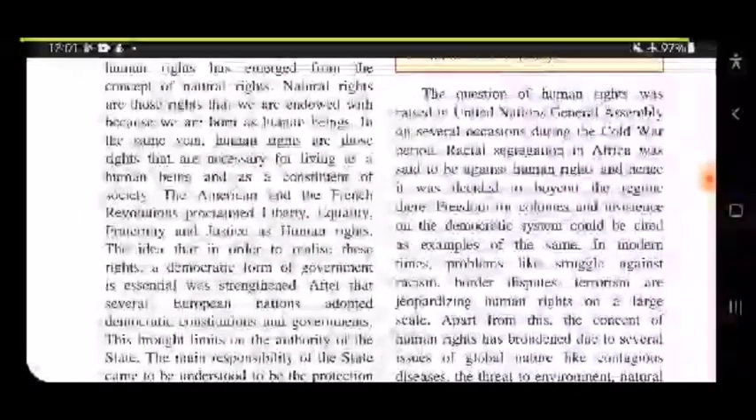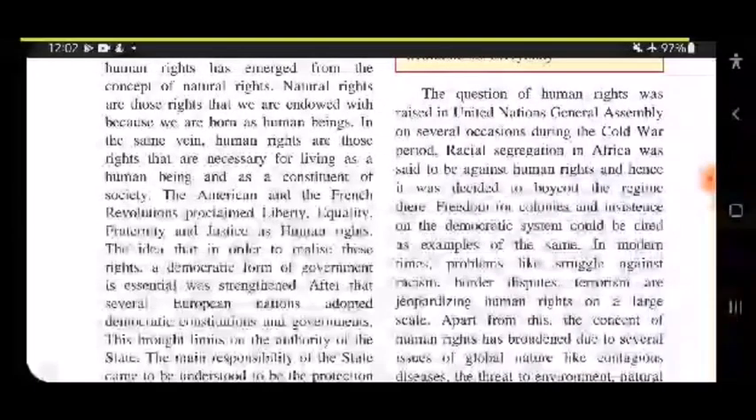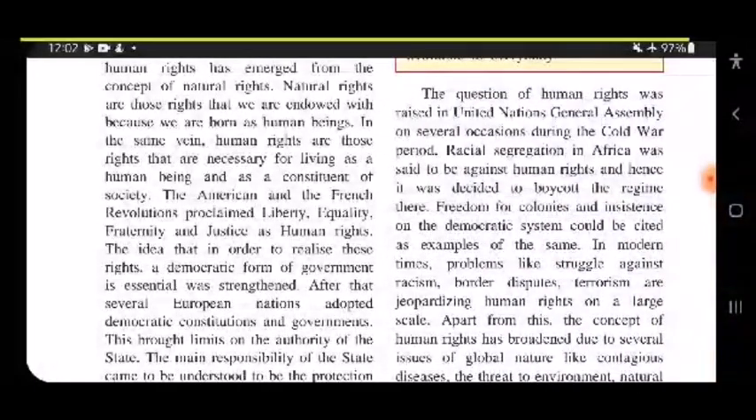Okay, let's move further. The question of human rights was raised in the United Nations General Assembly on several occasions during the Cold War period. During that time, racial segregation in Africa was said to be against human rights. Now, what is racial segregation? You know the South African countries. Previously, there were only rights for the whites. In South Africa, there are whites as well as black-skinned people living.